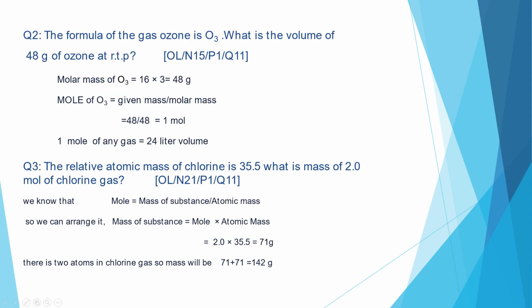Here, we are given the mass of ozone and are asked for the volume. Firstly, we'll find the number of moles for ozone by the formula, mole equals given mass per molecular mass. We got 1 mole, and we know that 1 mole of any gas equals 24 decimeters cube. Therefore, the volume of 48 grams of ozone is equal to 24 decimeters cube.